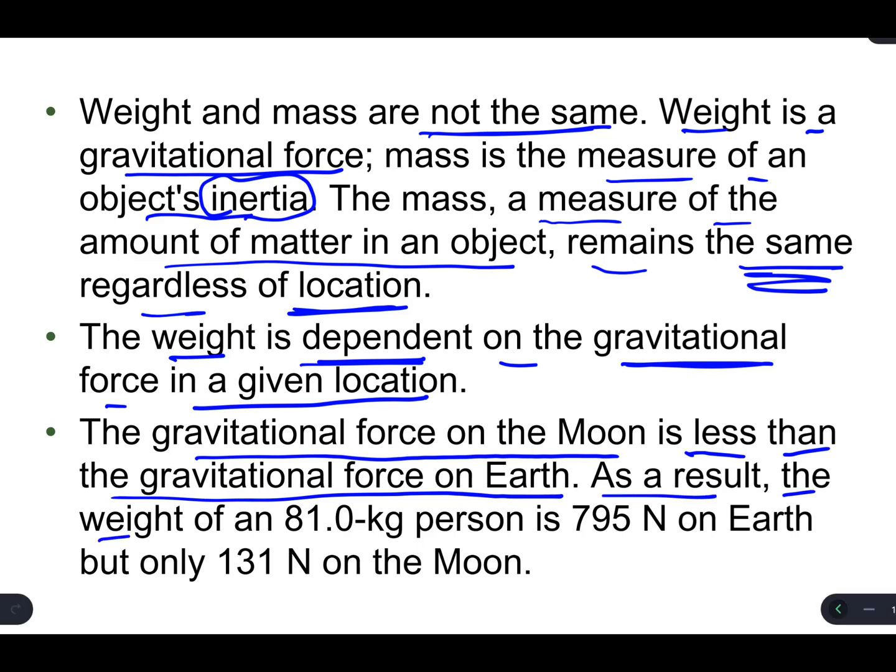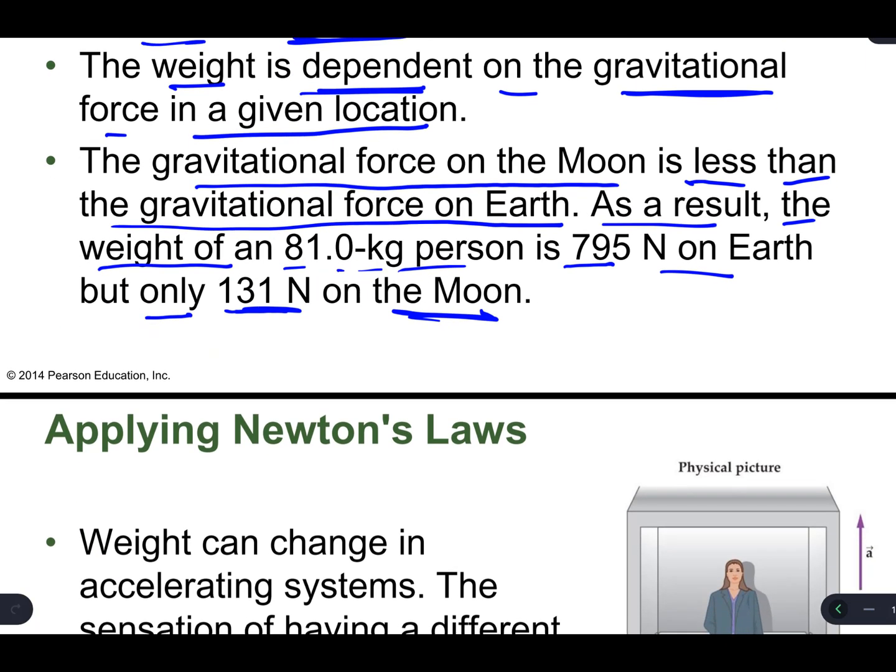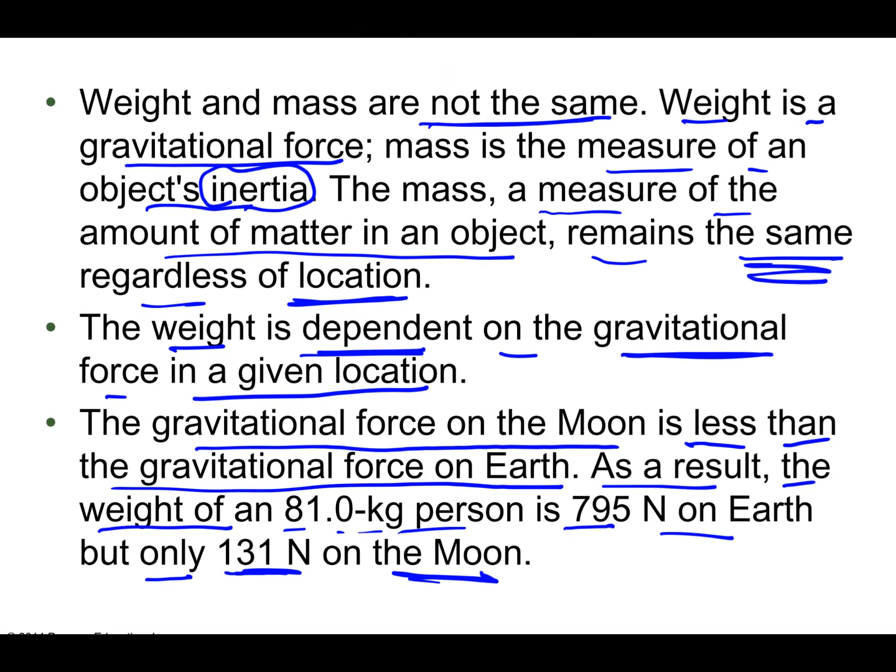As a result, the weight of an 81 kilogram person on Earth is 795, 81 multiplied by 9.8, on Earth, but only 131 Newton on the moon because the gravity on the moon is less than the gravity on the Earth.